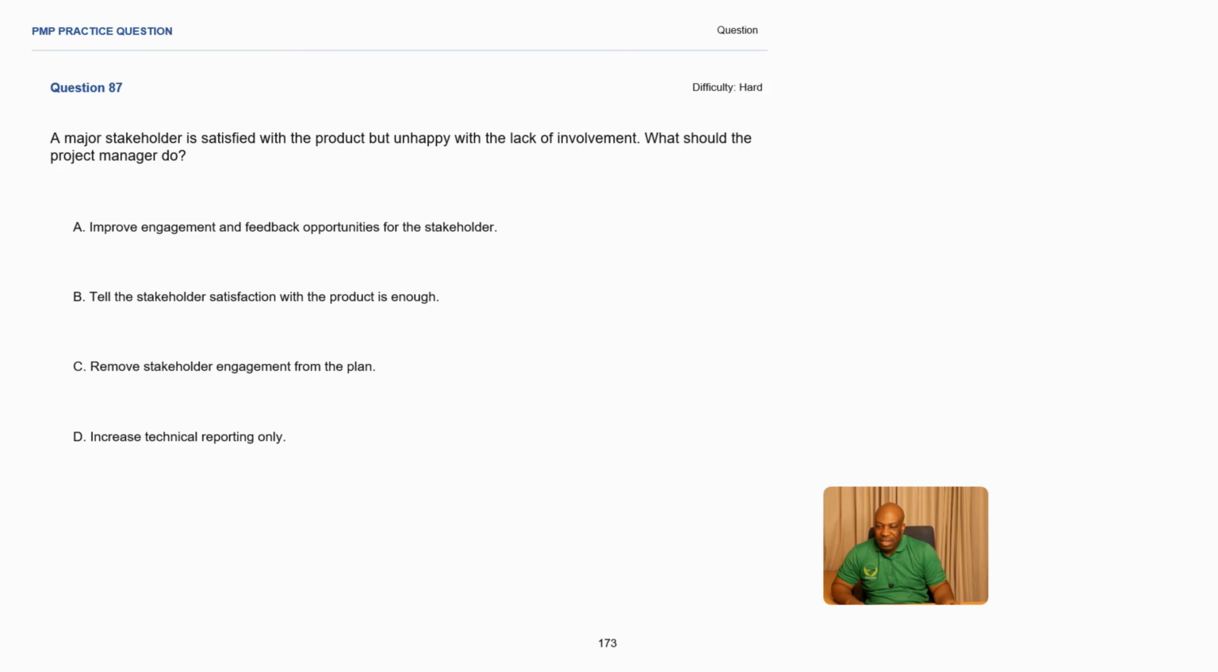Practice question number 87. A major stakeholder is satisfied with the product but unhappy with the lack of involvement. What should the project manager do? Okay. So we have a stakeholder here who is satisfied with the product, but is unhappy with the lack of involvement. So the stakeholder was not engaged properly throughout this. What should the project manager do?